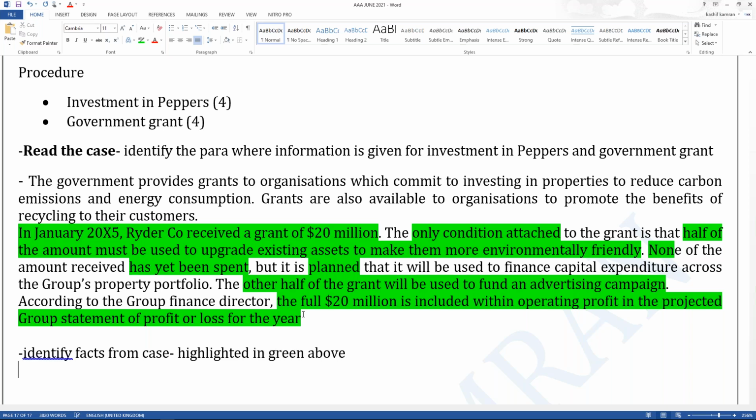Now, once you've identified the facts from the case, highlighted in green above, what you need to do, number three, is convert the facts to procedures. And you need to remember 4 marks is equal to 4 procedures, and each needs to be an ASP, and then only you score 4 out of 4. See how I go about it.